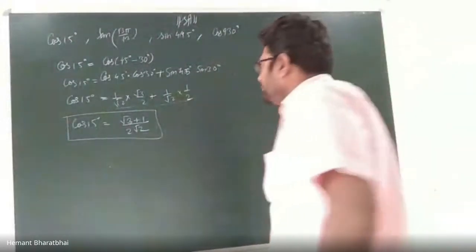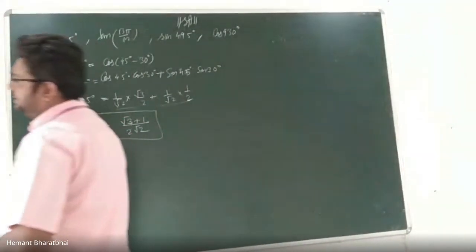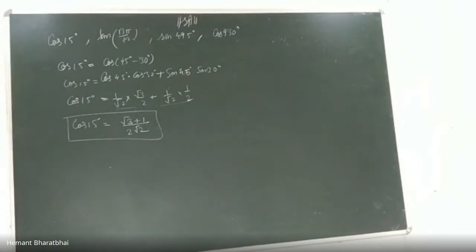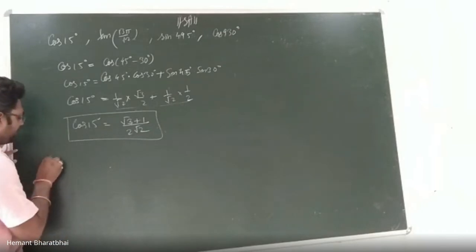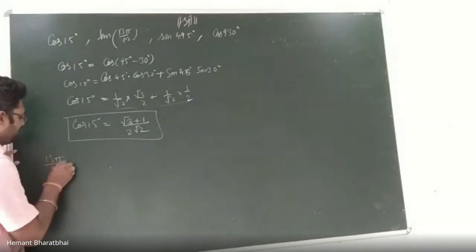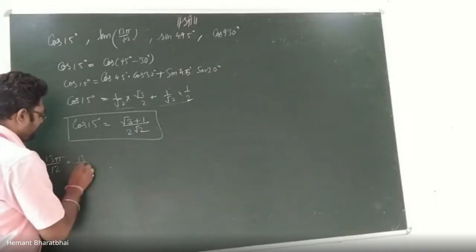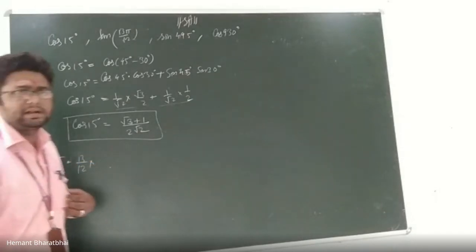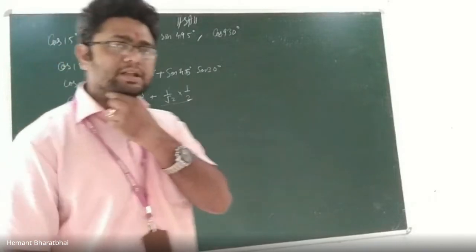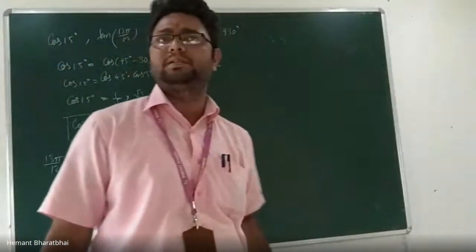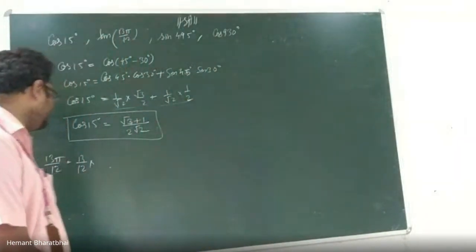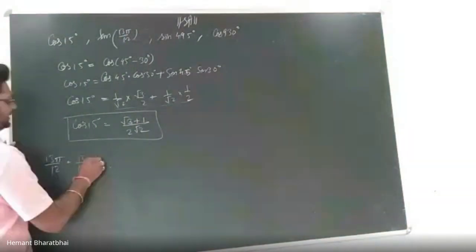Next, I need to find out the value of tan of 13 pi by 12. So first, let me find out how much is 13 pi by 12. No need to again remember the formula for radian to degree or degree to radian. Just remember one simple thing: pi is 180 degree. So pi can be written as 180 degree over here.